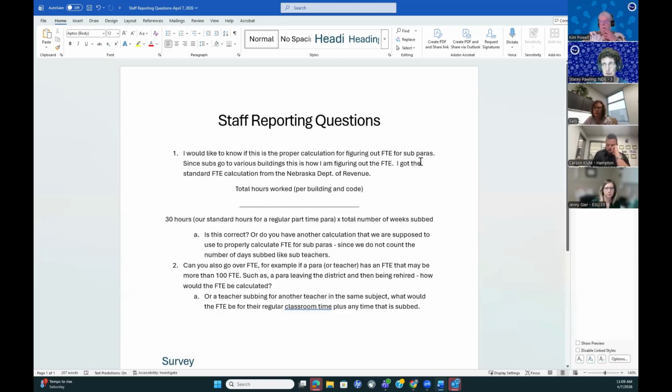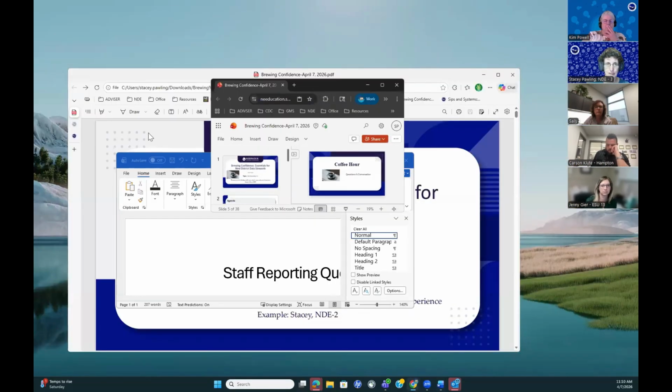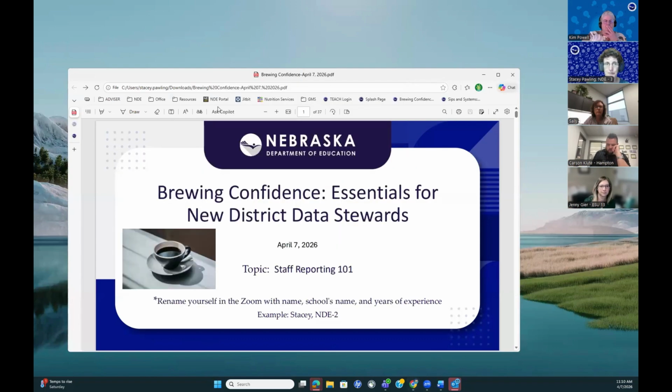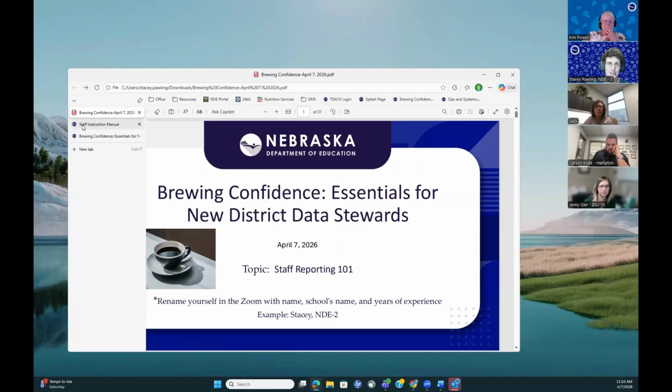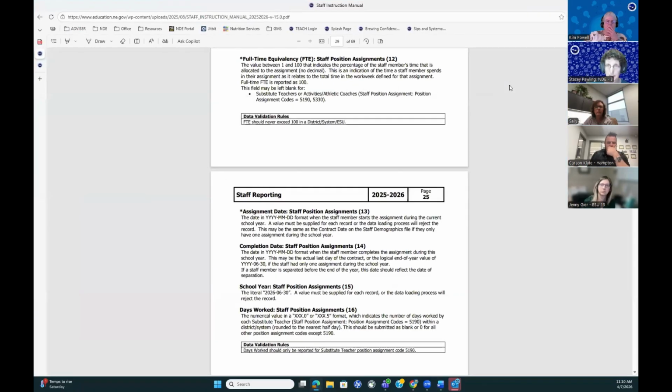If you would go to, I'm just going to make this smaller. Here it is. I'm going to flip around today. Sorry, I just want to show you guys visually where all the stuff is. So if you go into the staff reporting and document and look for a position assignment for a sub-para, you're not going to find it in the 25-26 school year. So that does not exist.